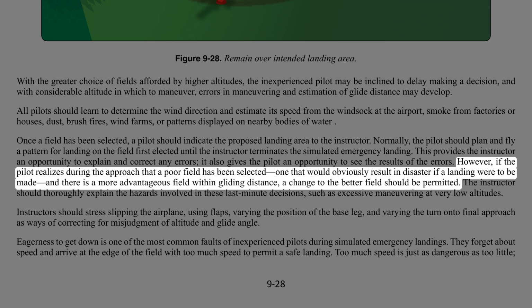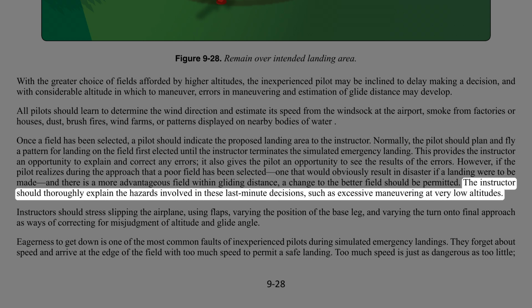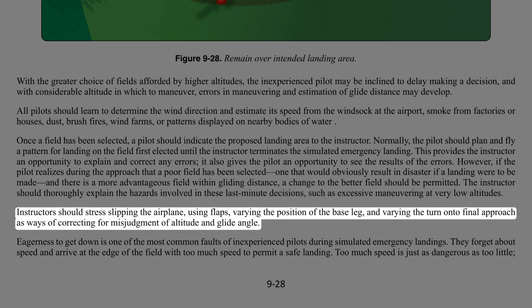However, if the pilot realizes during the approach that a poor field has been selected, one that would obviously result in disaster if a landing were to be made, and there is a more advantageous field within gliding distance, a change to the better field should be permitted. The instructor should thoroughly explain the hazards involved in these last-minute decisions, such as excessive maneuvering at very low altitudes. Instructors should stress slipping the airplane, using flaps, varying the position of the base leg, and varying the turn onto final approach as ways of correcting for misjudgment of altitude and glide angle.